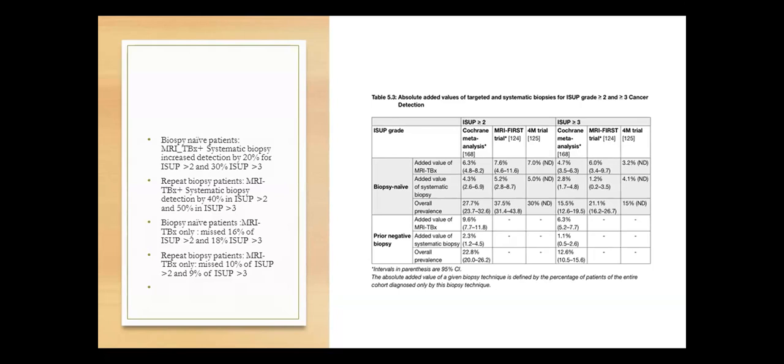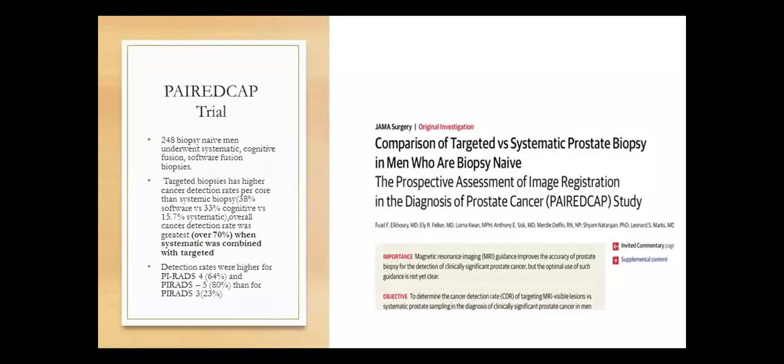In biopsy-naive patients where the MRI only was done, the MRI missed about 16% of the ISUP grade 2 patients and 18% of ISUP grade 3 patients. And with regard to repeat biopsy patients, the MRI targeted biopsy only missed about 10% of ISUP grade 2 patients and 9% of ISUP grade 3 patients.